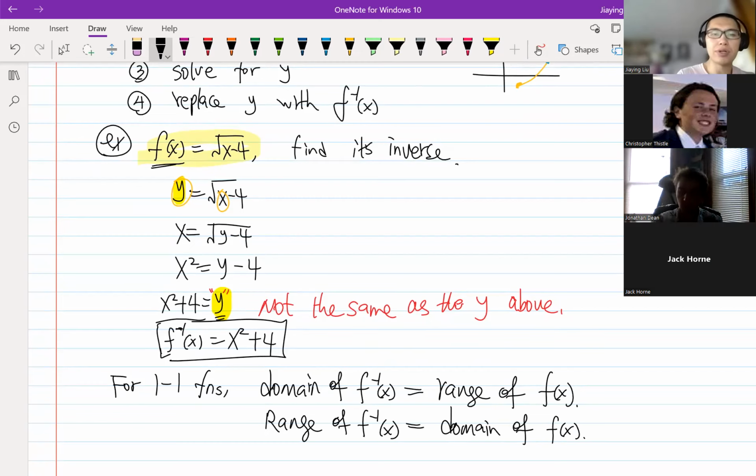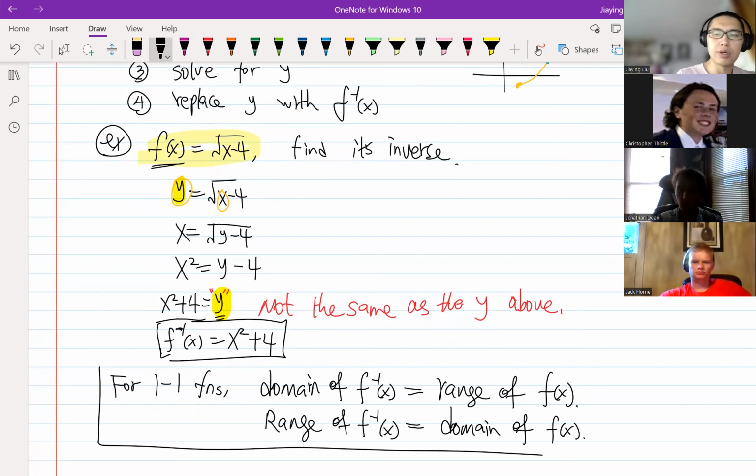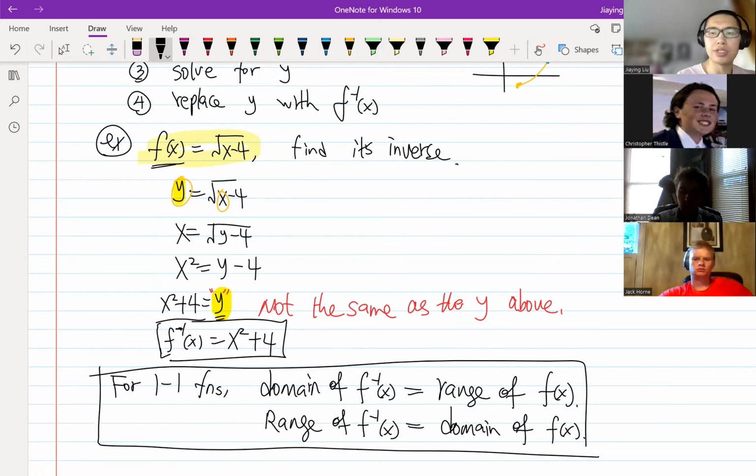So that's something important to keep in mind for inverse functions. This only works for one-to-one functions. If it's not a one-to-one function, we have to restrict part of the domain and then use that part to find the inverse, and then talk about the domain and range from there.